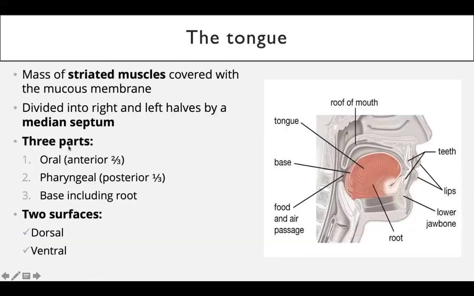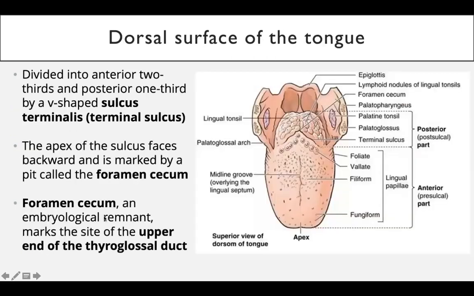So the tongue has three parts. The anterior 2/3, on the mylohyoid muscle, is the oral part of the tongue. Then behind that, towards the pharynx, is the pharyngeal part, the posterior 1/3 of the tongue. And at the lower bottom starts the base with the root. Why is it the root? Because the tongue is attached to the bones here in the root part. And it has two surfaces, dorsal and ventral. So this is the dorsal surface.